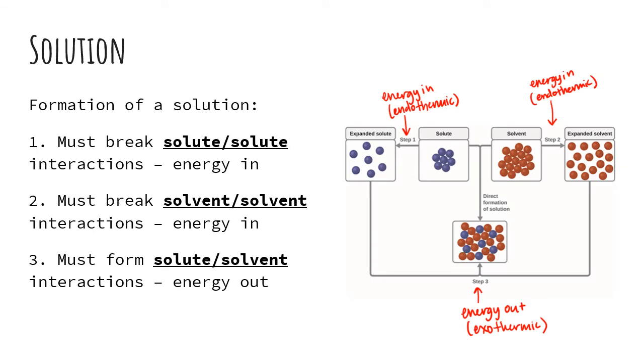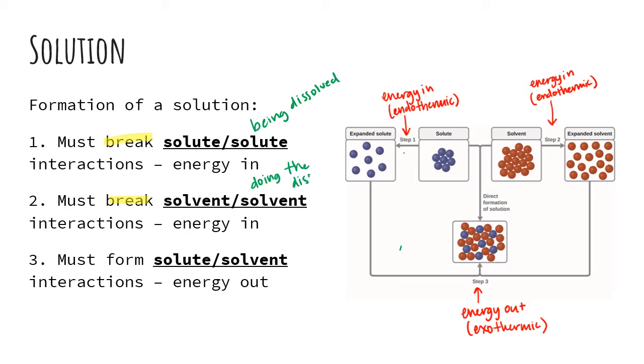In order to form a solution, we've got to break down two different attractions, and then we've got to form a new attraction. First, we have to break the solute interactions or attractions. We've got to put energy in to expand or break apart our solute. And remember, our solute is the thing being dissolved. We also have to put energy in to break the solvent-solvent interactions or attractions. Remember, the solvent is doing the dissolving.